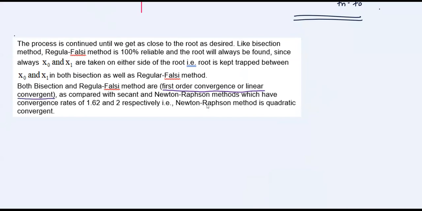Now secant method and Newton-Raphson method have convergence rate 1.62 and 2. So Newton-Raphson method is quadratic convergent. Secant method is in between, 1.62. So bisection and regula falsi method are first order convergence. That means you are making linear approximations.